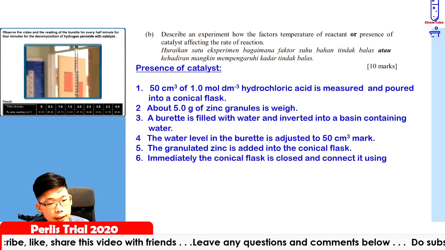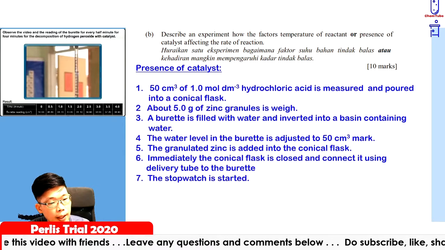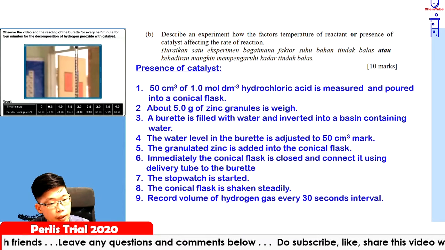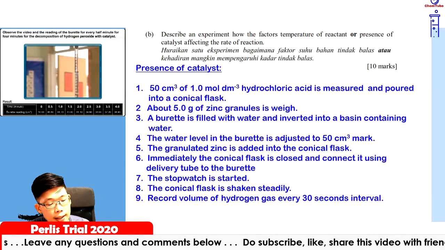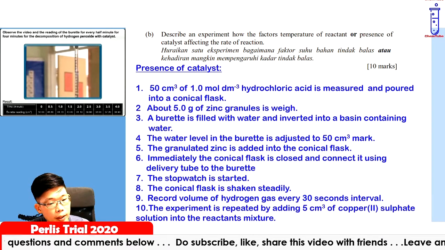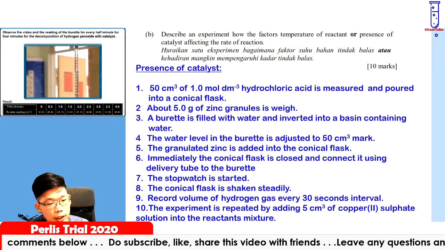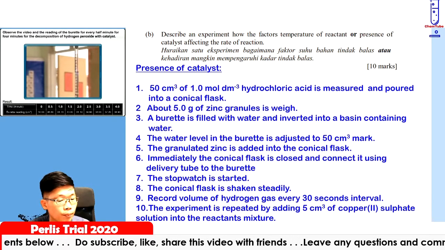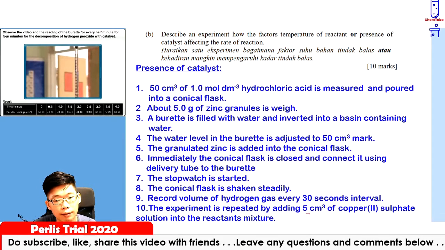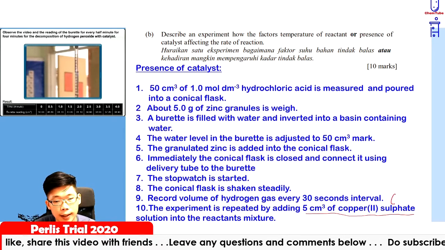Immediately the conical flask is closed and connected using the delivery tube to the burette, and the stopwatch is started. Then the conical flask is shaken steadily. Record the volume of hydrogen gas released every 30 seconds time interval, and then the experiment is repeated by adding 5 cubic centimeter of copper(II) sulfate solution into the reactant mixture. In the suggested answer here, we use the 5 cubic centimeter of copper(II) sulfate solution as a catalyst. This is the catalyst.